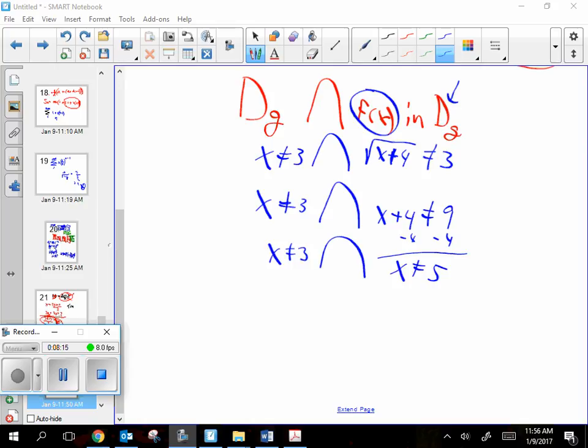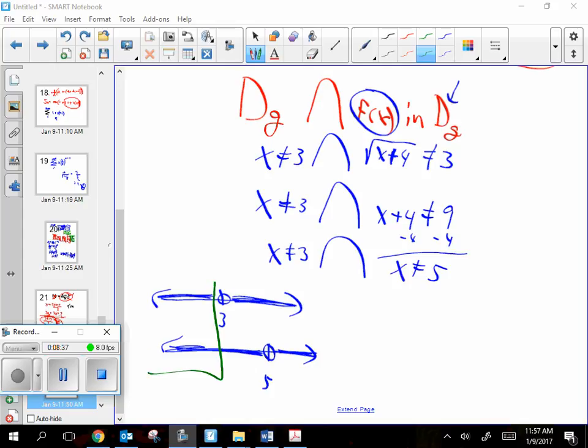The way I like to overlap or intersect things is to make two number lines. Here's where 3 is, and this is that first number line where it can't be 3. Here's the other number line where it can't be 5. Now, where do they overlap? In lots of places. This zone, which is from negative infinity to 3. This zone, which is between 3 and 5. And this zone, which is where it's bigger than 5.